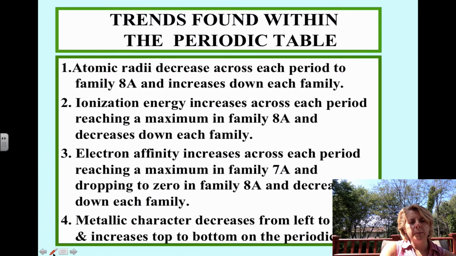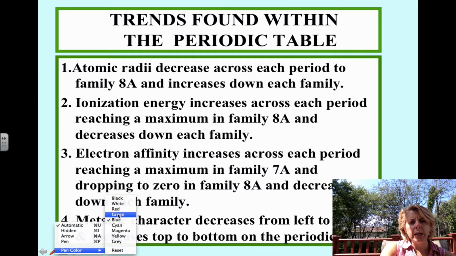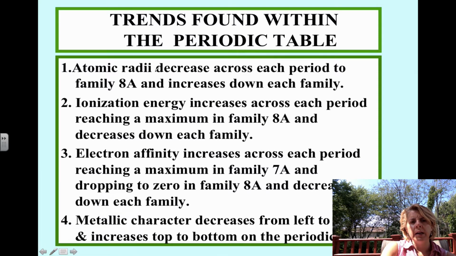So notice that when we're looking at atomic radii, it essentially decreases across a period, but it increases down a family. The reason why this happens is as you increase the positive charge of the nucleus, the electrons see a greater positive charge. So the attraction to that increased positive charge is greater. Hence the contraction of the atomic radii.